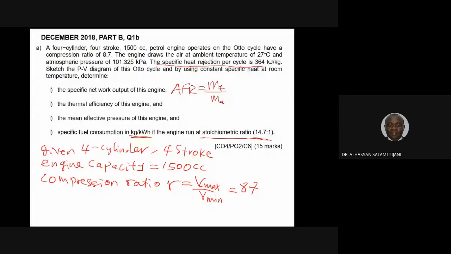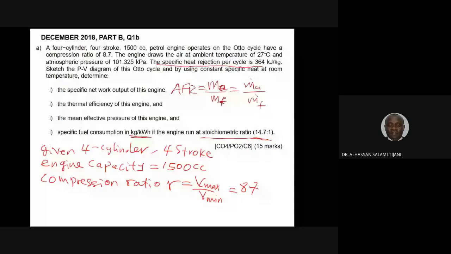It can be written in whichever way, so it is the mass of the air divided by the mass of the fuel instead. It could also be written in terms of the mass flow rate of the air into the cylinder divided by the mass flow rate of the fuel. But in this case, we don't have information about the flow rate, so we will go by the individual masses. First, let us determine the total mass.